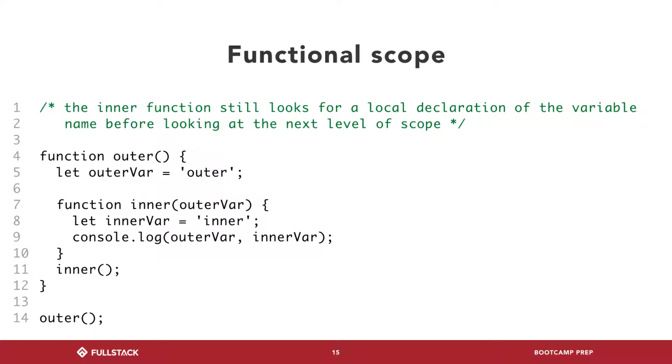Here's where the slide probably gets a little bit repetitive now, so I apologize, and I'll try to go through it fairly quickly. Once again, when we look for outer var, is there an outer var in our inner function scope? Yeah, there is. That's a parameter. So we're going to use that. And then inner var obviously also comes from ourselves.